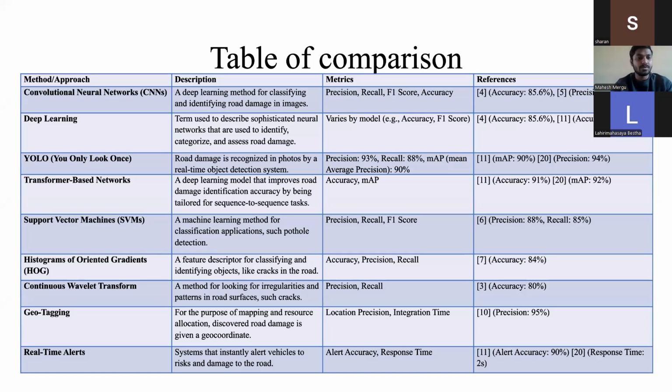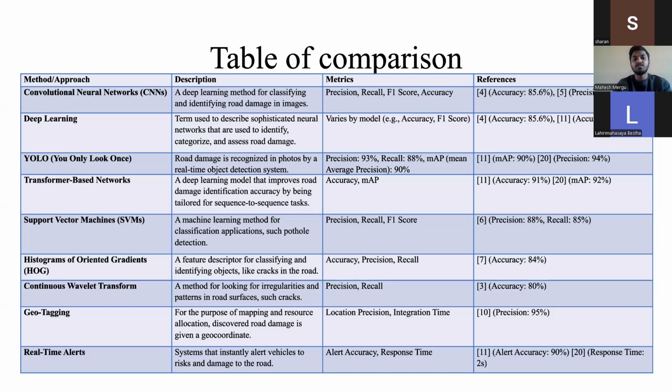First we'll go with the convolutional neural networks, the CNNs. These are described as a deep learning method for classifying and identifying road damage in images. The metrics used were precision, recall, F1 score, and accuracy. The accuracy score for CNNs is 85.6%, and the precision came out to be 92.3%, which is superb and phenomenal. Then we go to deep learning, the term used to describe sophisticated neural networks that are used to identify, categorize and assess road damage.